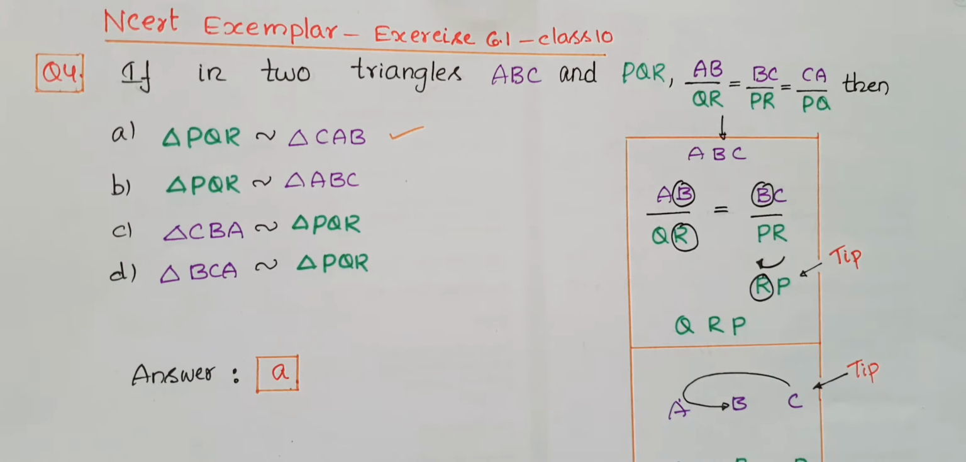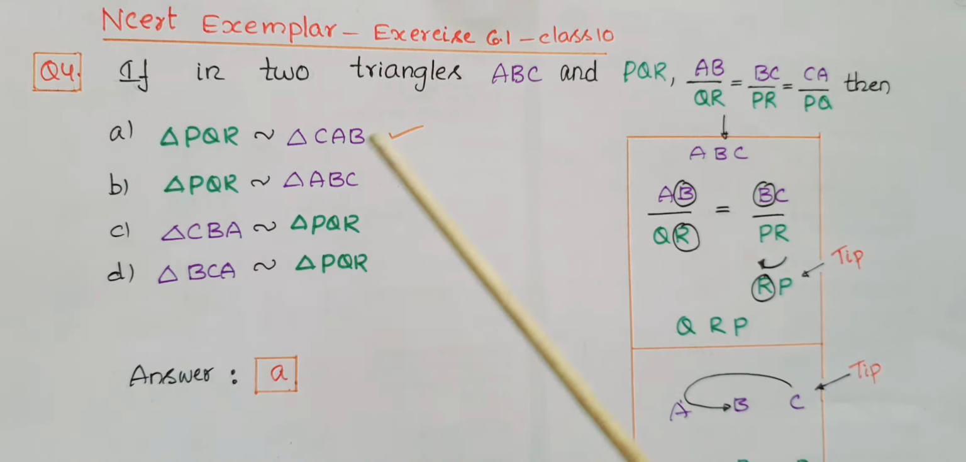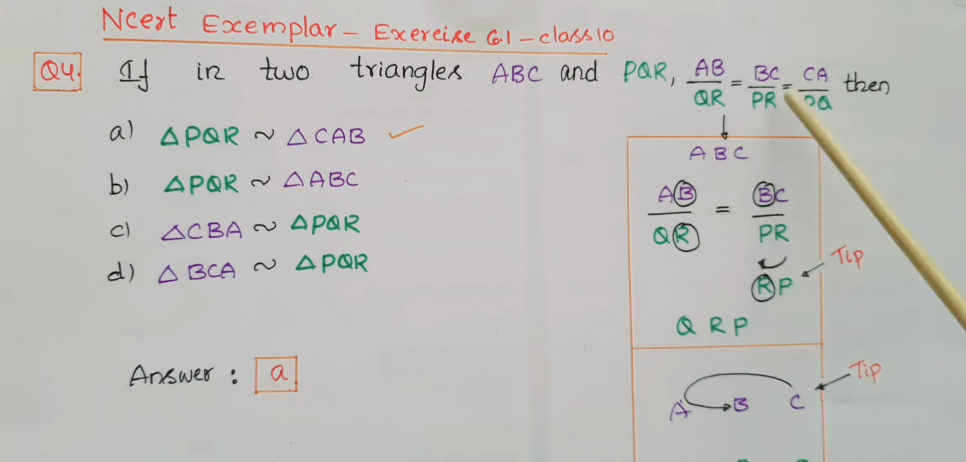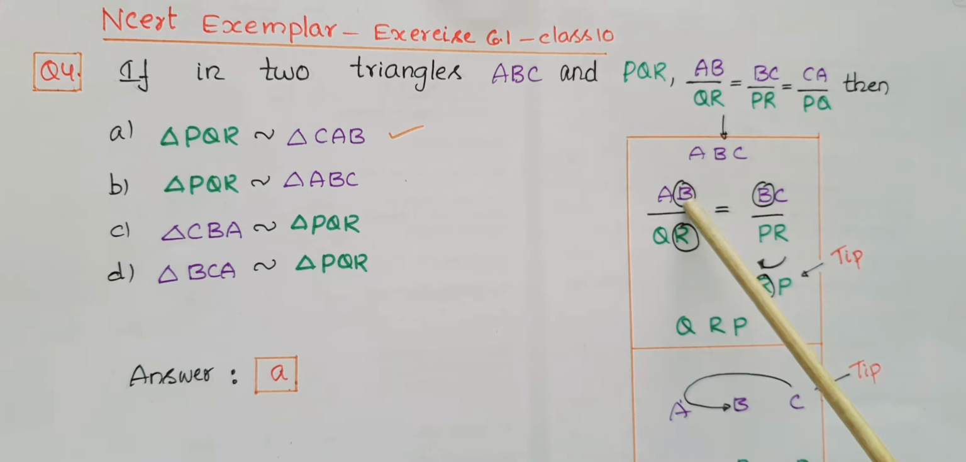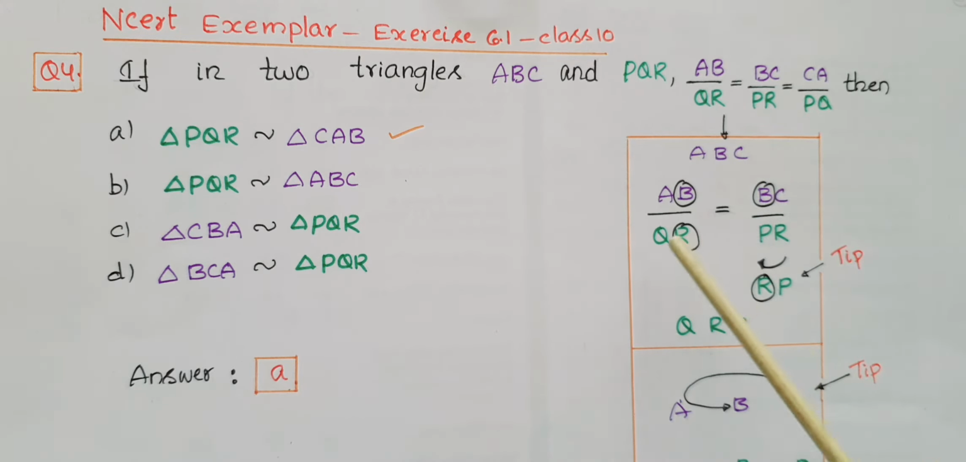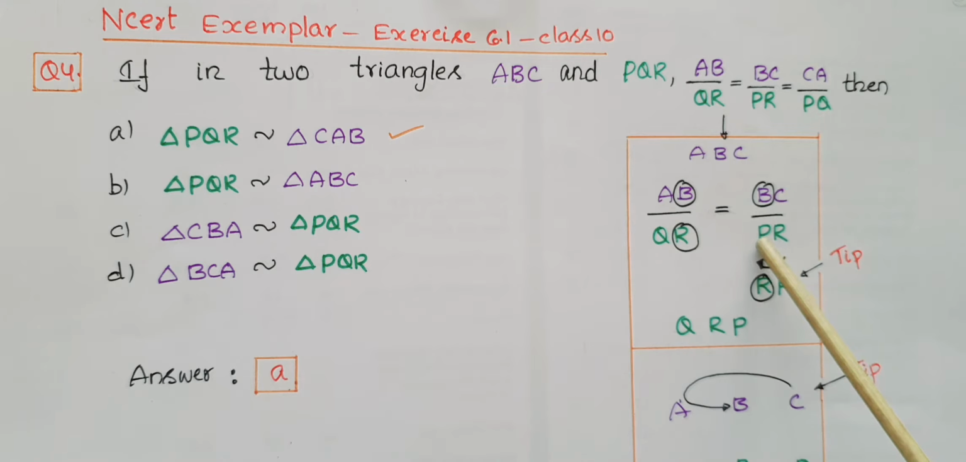This is 4th question from NCERT exemplar, exercise 6.1, Class 10. If in two triangles ABC and PQR, AB by QR is equal to BC by PR is equal to CA by PQ, then we have to identify the triangle names which are similar. So first we take these two ratios, AB by QR is equal to BC by PR. So here the second letter is B and first letter is B, so the triangle name here is ABC, and here in the denominator we have QR and PR, so R is common here. So here R is in the second letter, but here R is not in the first letter.